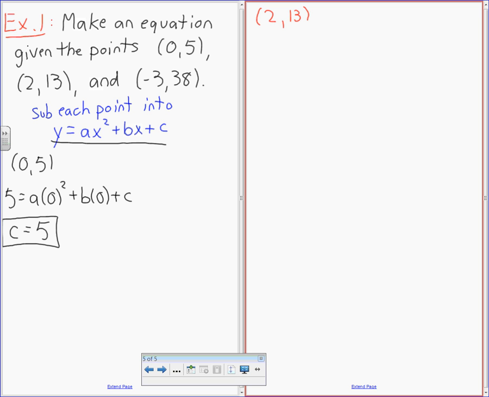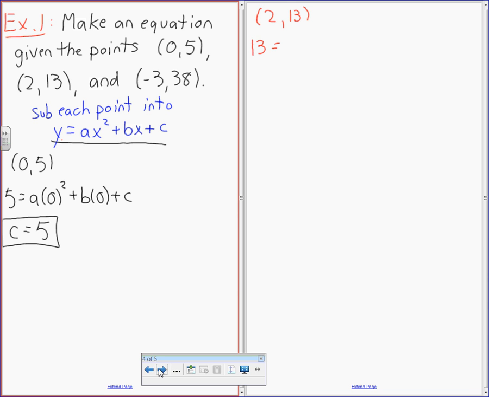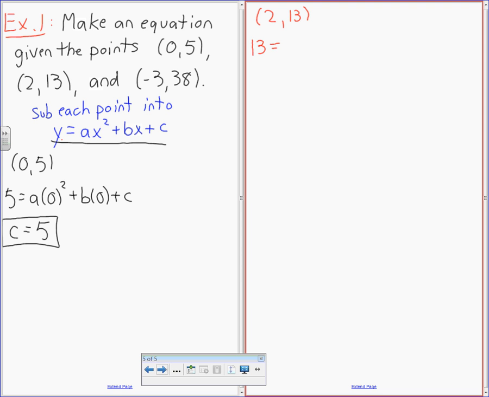All right, Emily, can you tell me what the y value is, please, for 2 and 13? Okay, good, 13. So when I see the y, I'm going to sub it in right here. Emily, keep going here. What's the x value? Okay, good, 2. So I'm going to say 13 equals a times 2 squared plus b times 2 plus 5.